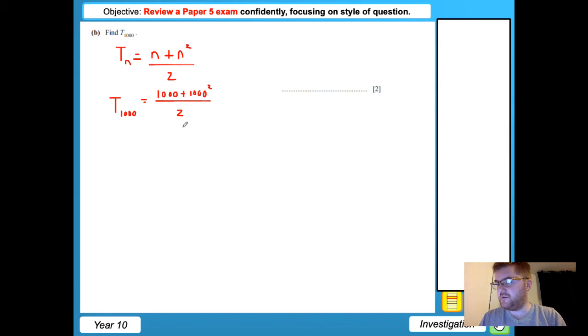So 1,000 plus 1,000 squared, and then divide by 2, and we get 500,500. Remember, this is a calculator paper, so you're more than allowed to use this. Notice this is also a 2-mark question, so we need to make sure we have the working there as well.